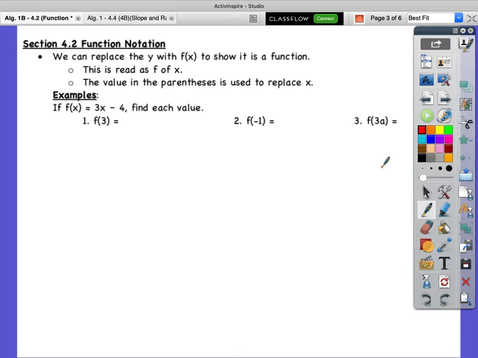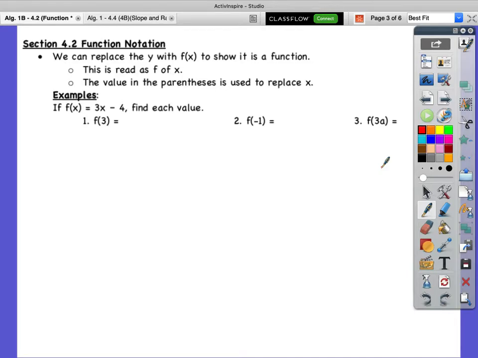So now today we're in 4.2, and we're talking about function notation. So notation just means how you write something. If you hear the word notation, you kind of hear the word note at the front of it. It has to do with noting things, writing things. If you're taking notes, you're writing things down. So notation is how something is written.